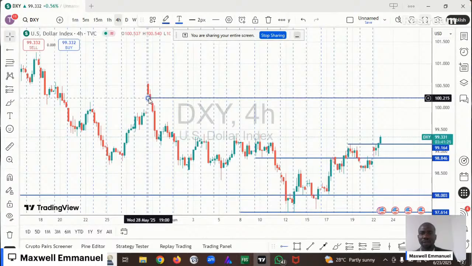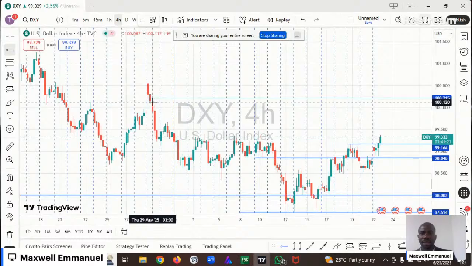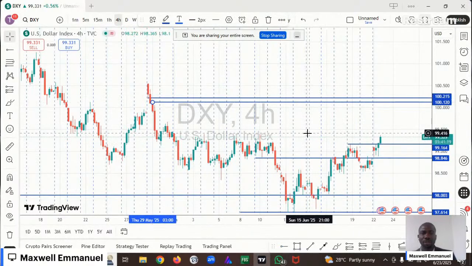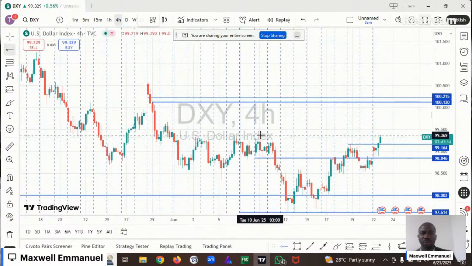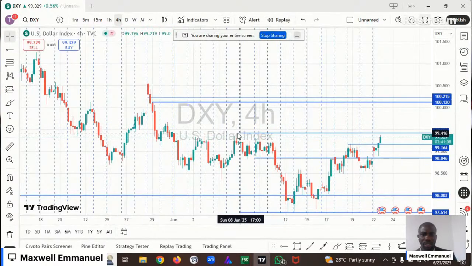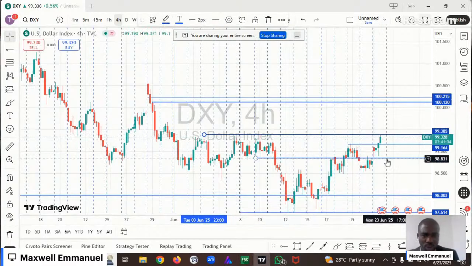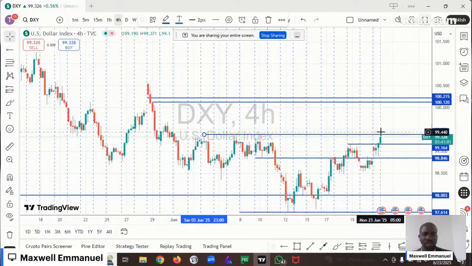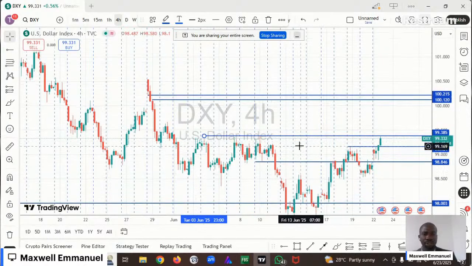We have this fair value gap here. So it's likely dollar would come fill this fair value gap. As you can see, we have a previous high here that I feel it wants to sweep. You can see this previous high is an area of liquidity, and you can see the market just tested this previous high. I think they've not swept the liquidity, so there's a high probability the liquidity residing at this previous high will be swept before dollar goes bearish.